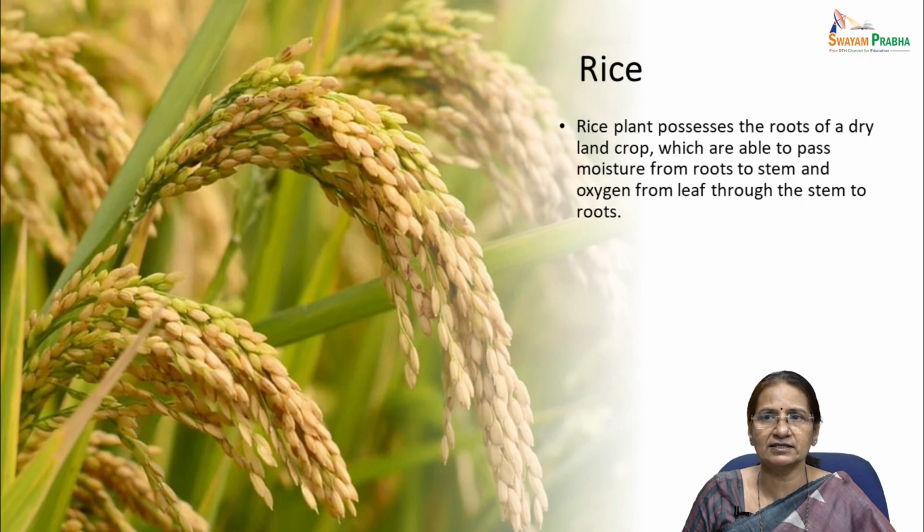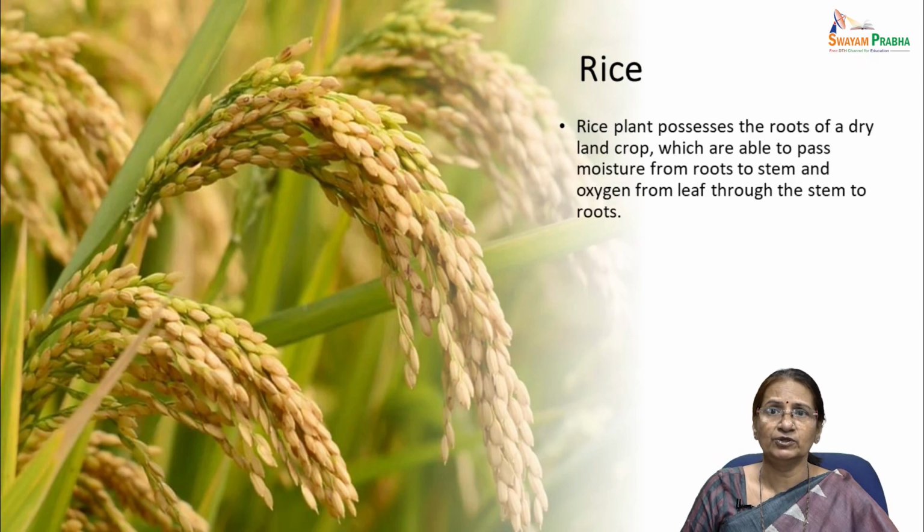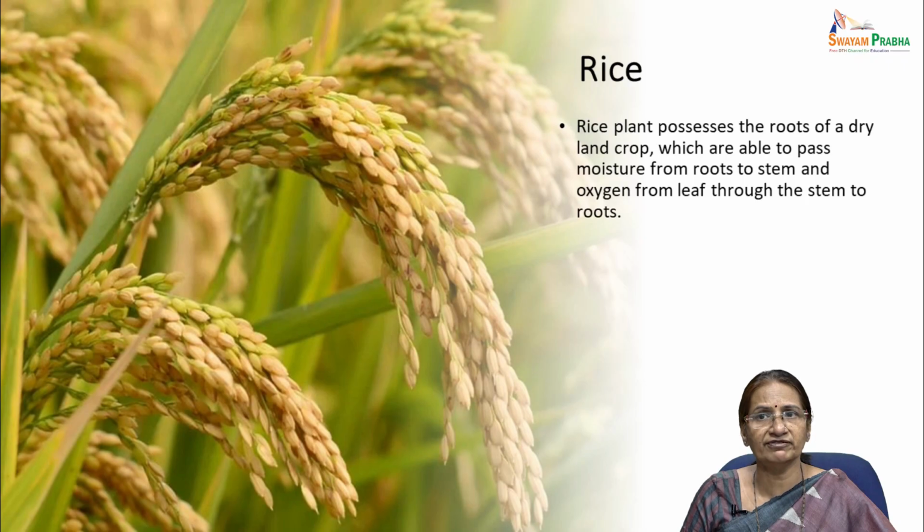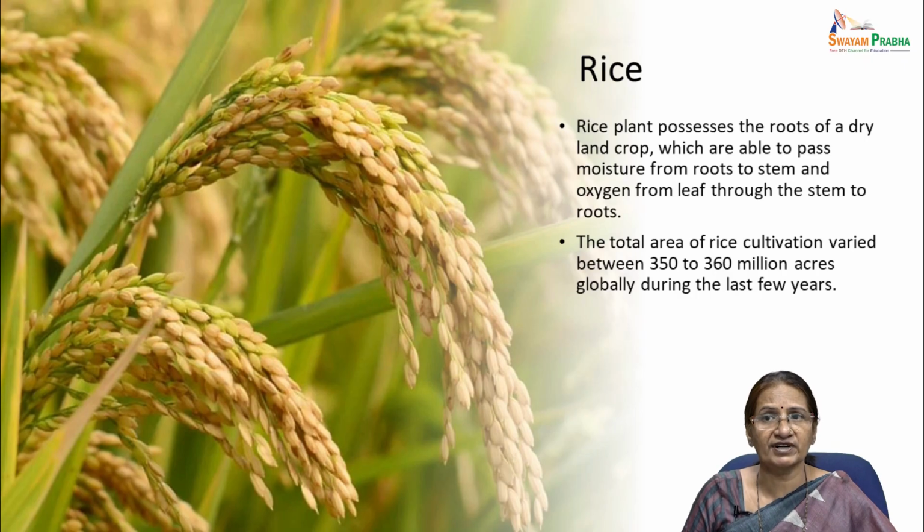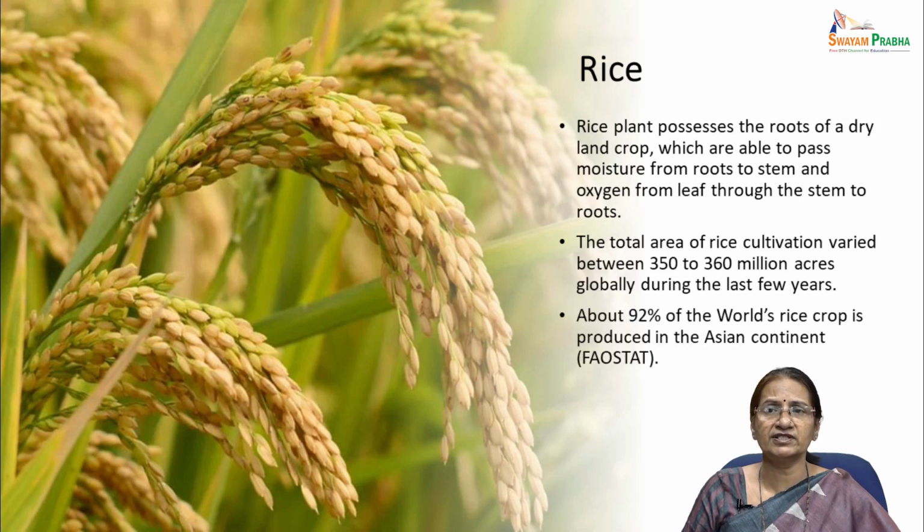Rice plant possesses the roots of a dry land crop which are able to pass moisture from roots to stem and oxygen from leaf through the stem to roots. The total area of rice cultivation varied between 350 to 360 million acres globally during the last few years. About 92% of the world's rice crop is produced in the Asian continent, as has been given by FAOSTAT.